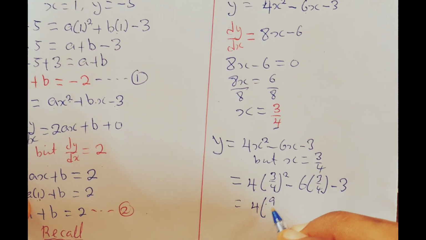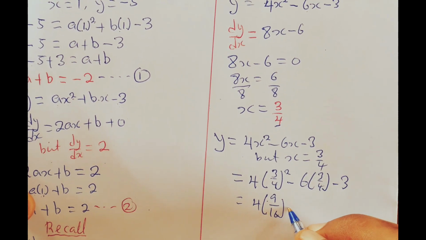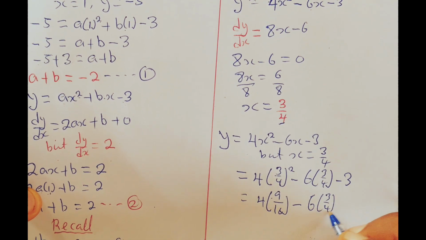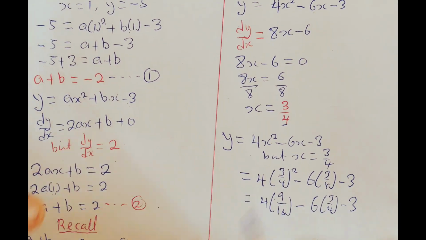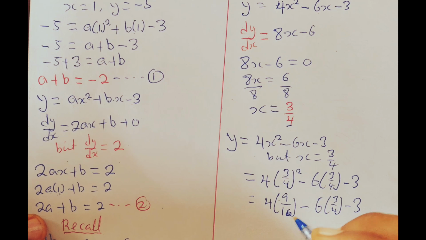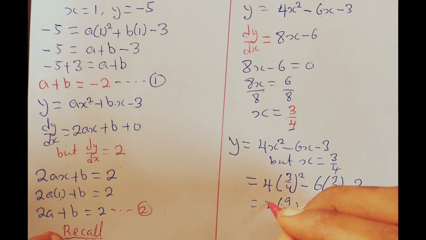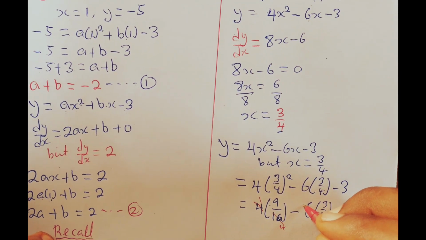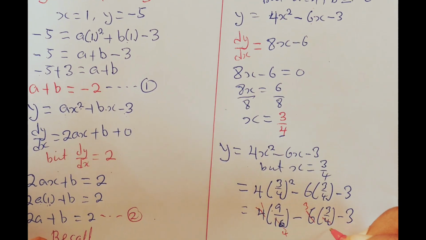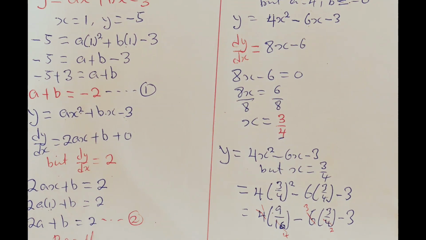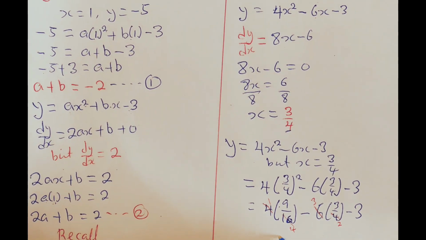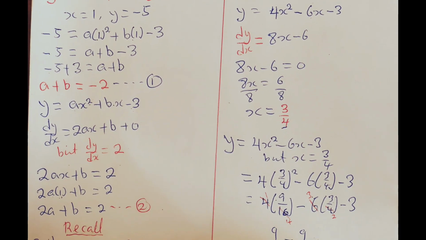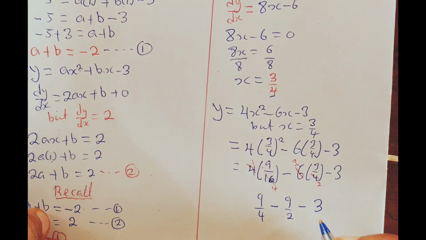So this is equal to 4 into brackets 3 out of 4 all squared minus 6 into brackets 3 out of 4 minus 3. So this is equal to 4 into bracket, this will give you 9 out of 16, minus 6, 3 out of 4, minus 3. So this is 16. 4 cancel itself here, 1. 4 come here, 4. 2 here, 3. 2 here, 2. So I'm now having 9 out of 4 minus 3 times 2 will give you 9. 9 out of 2 minus 3. And this is out of 1.